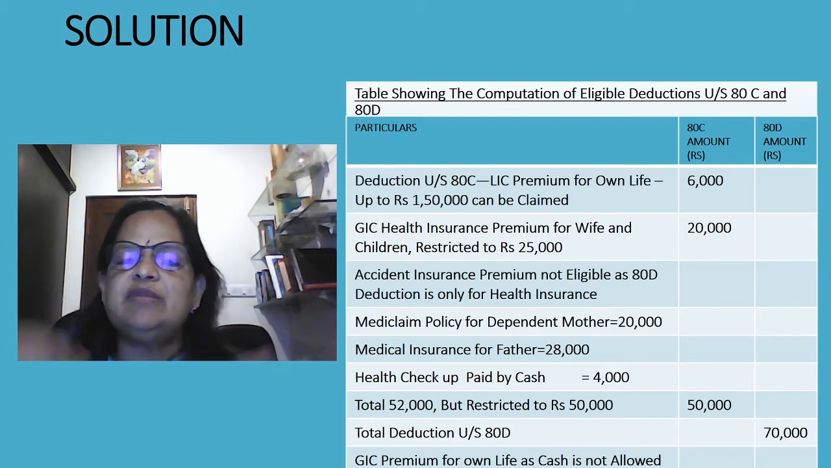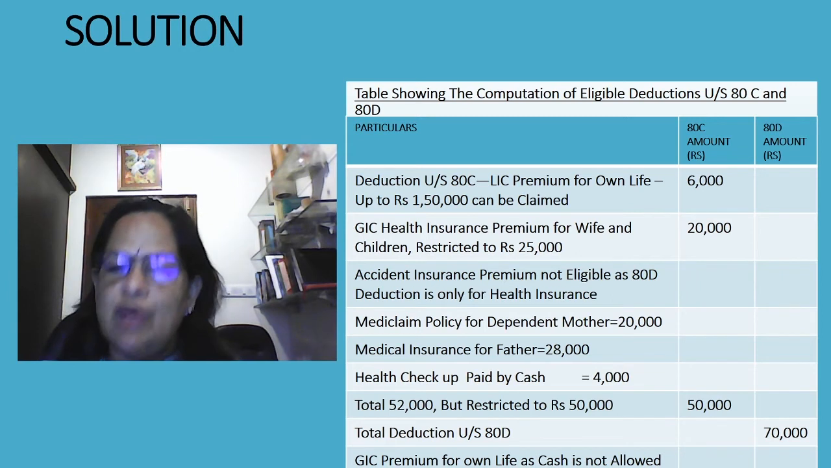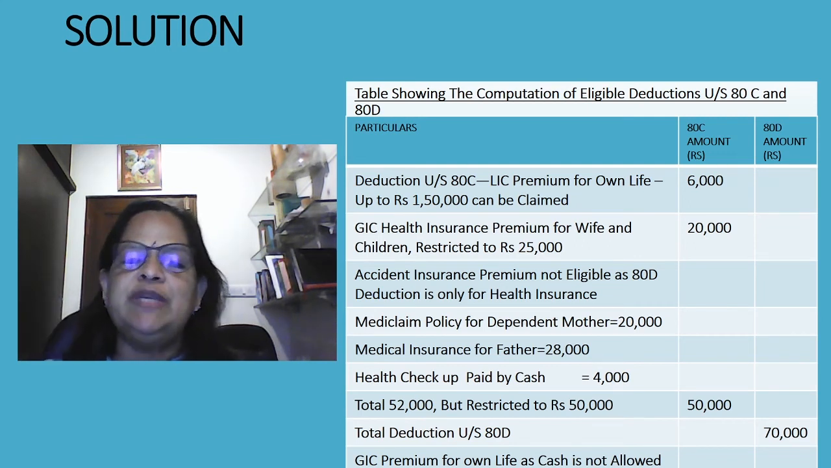So all these items we will include in the inner column, and the final amount we will restrict and take to 50,000. So Mediclaim for dependent mother, 20,000, is allowed. He paid by check. Medical insurance for father, 28,000, is allowed. Health checkup paid to father by cash is also allowed, because for preventive health checkup the mode of payment can be cash. Everything else should be check payment.